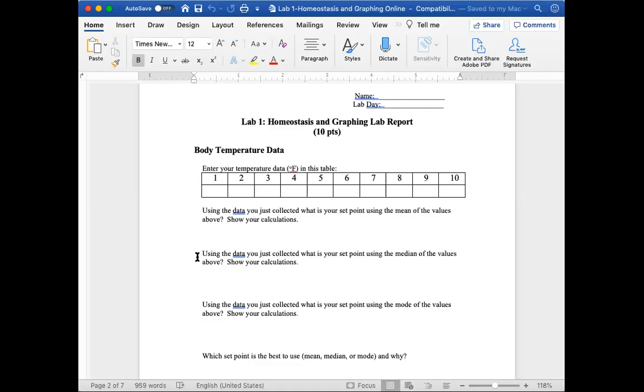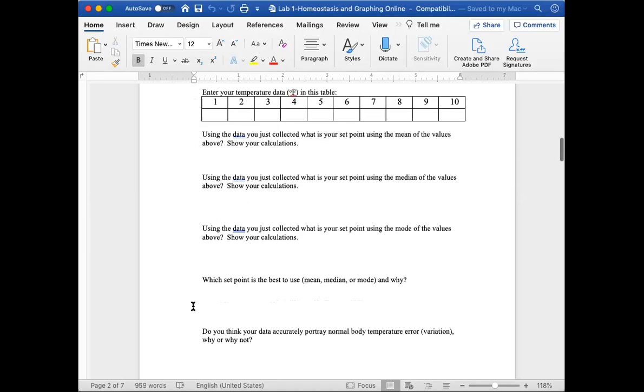And the median is the one that occurs in the middle when you line them up from least to greatest. And then the last one is the mode. The mode is the one that occurs the most frequent. And so my question to you is, which set point is best to use, mean, median, or mode?